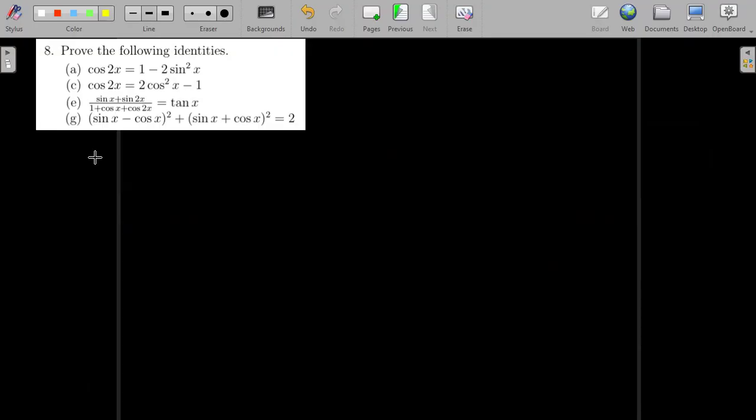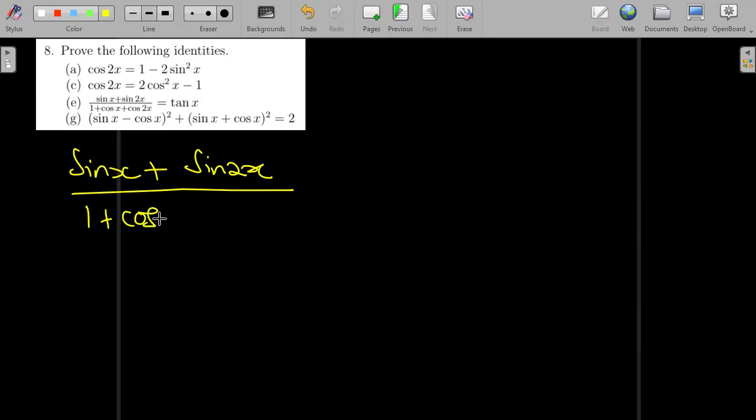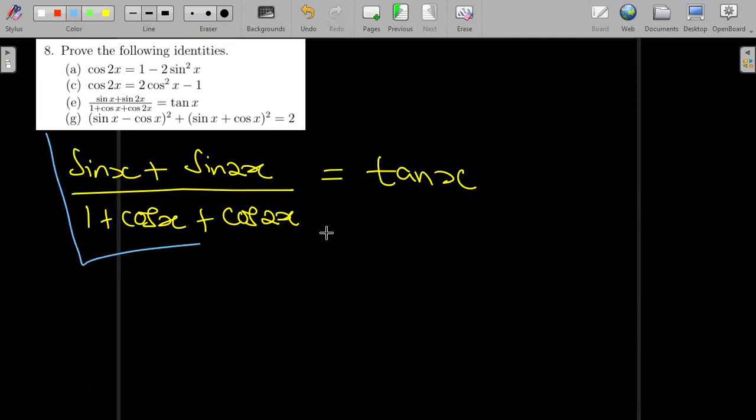Okay, so E, we are given that (sine x plus sine 2x) over (1 plus cos x plus cos 2x) should be equal to tan x. So what do we have to prove? That these two are equal. The secret about proving these identities is that you always choose the part that looks complicated. So this part here looks complicated. We choose it and then we show that it's actually equal to tan x.